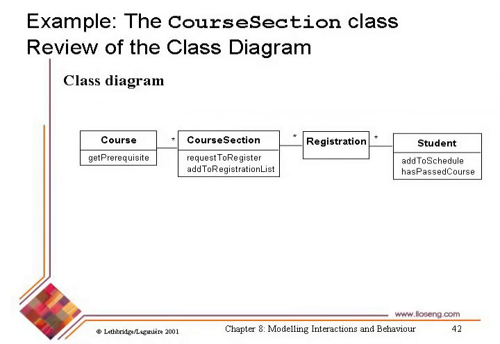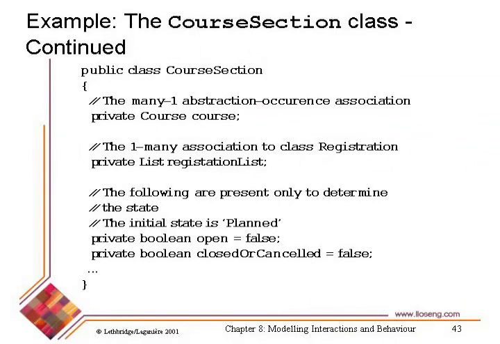Okay, so some of the code for the CourseSection class then. We have a variable showing the course object. Okay, the many-to-one association, the abstraction occurrence association from the course to the course section. We have a list of registrations. Okay, this is who's registered in the course.